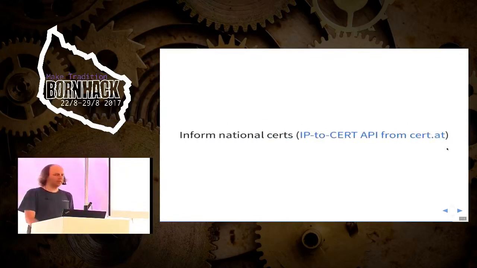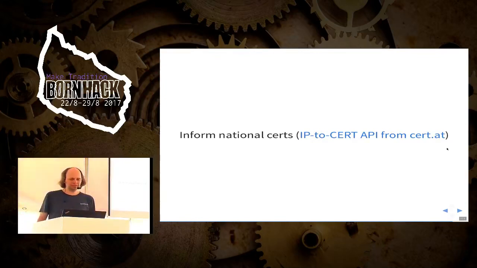Then I also tried to inform national CERTs. So the Austrian CERT has a service where you can query the CERT contact for an IP address. So they will then do a geo-IP lookup and look which CERT is active in that country. The results there were very mixed. Many ignored it, but some were also quite active, trying to reach out to the providers and get them to fix these things.